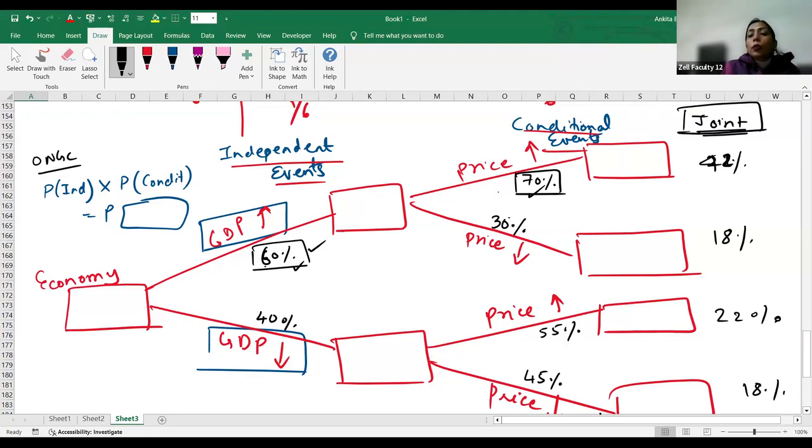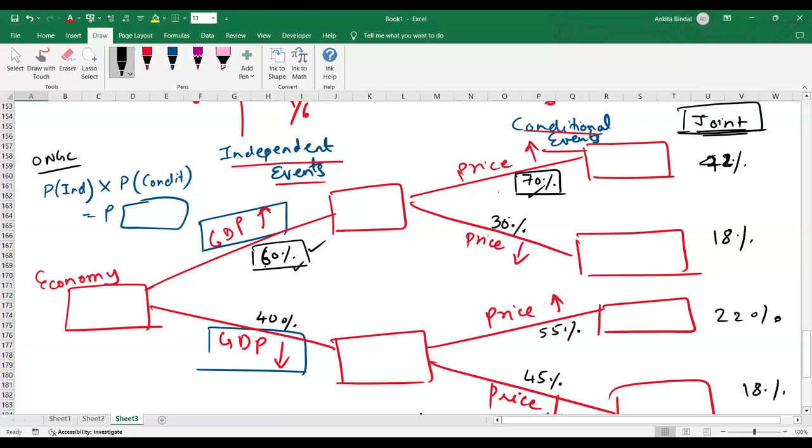Okay. So here, these are my joint probabilities. Now, why did I compute the joint probability? Now, I want you to find the probability that the GDP has increased and the price of the stock has also increased. What is the probability that GDP has increased and the stock price has increased? 42%.